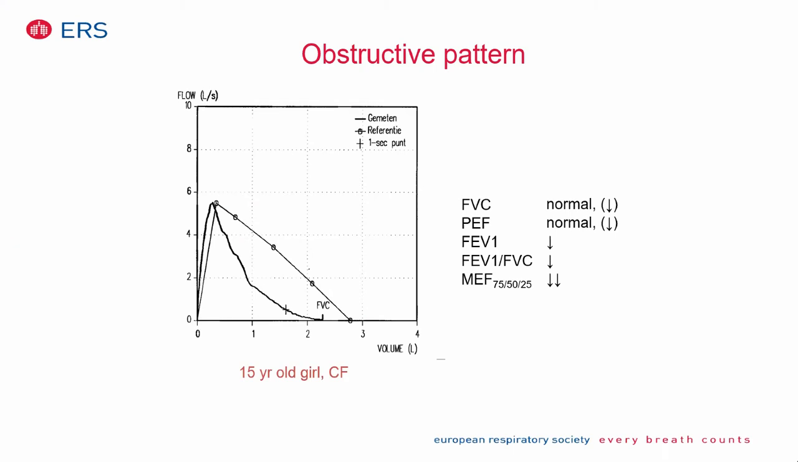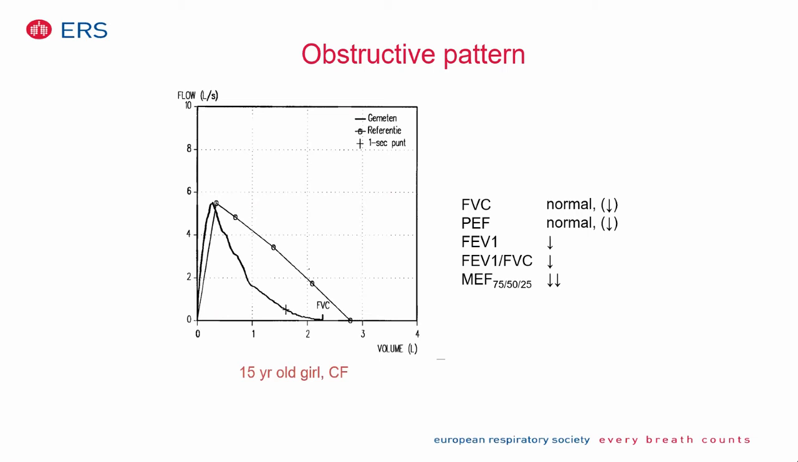We have 2 main patterns that you will see in spirometry. The one is the obstructive pattern, where you have this concave shaped form of the expiratory flow. And this is a typical pattern that you will see, for instance, in asthma or in CF. If you look at the numbers, then the numbers that are mostly diminished are the flows, especially at the end of the expiration, so the MEF 50 or 25, or these mid-expiratory flows. If you have a severe obstruction, you will then also have diminished FEV1.